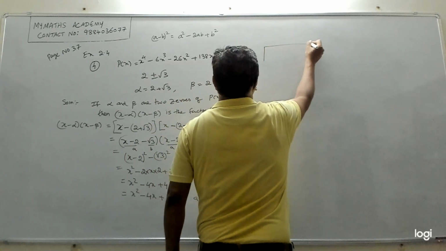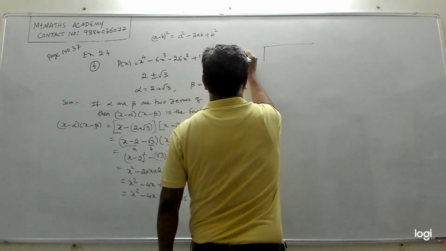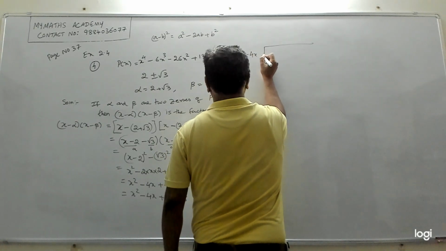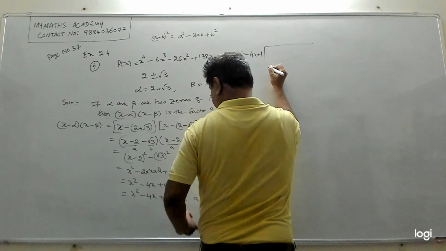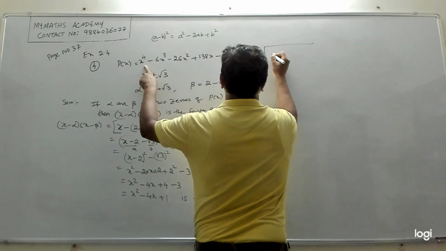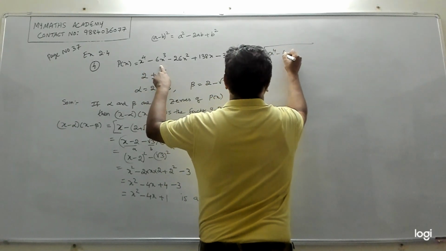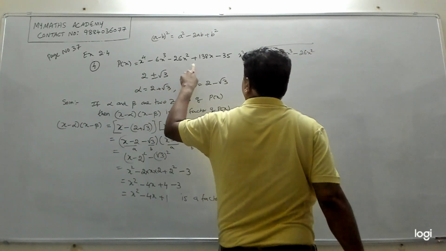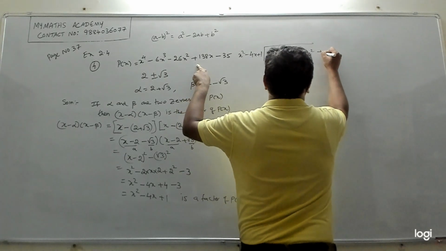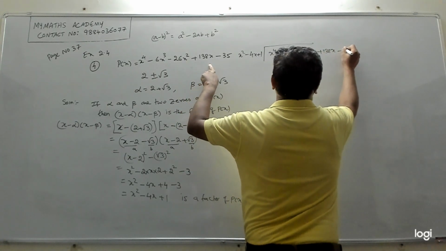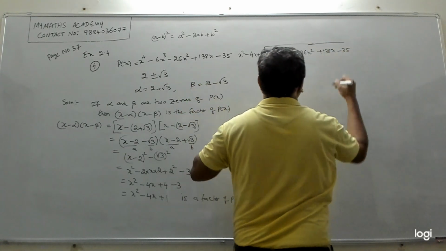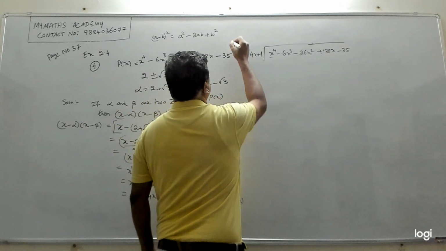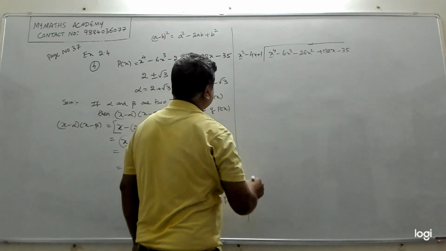When we divide, what do we get? If I write x square minus 4x plus 1, I'm dividing p of x by this. So x power 4 minus 6x cube minus 26x square plus 138x minus 35. Now how do we divide? We'll take the first term of this and the first term of this. So what do we get?